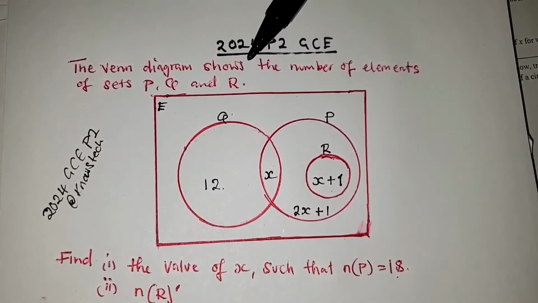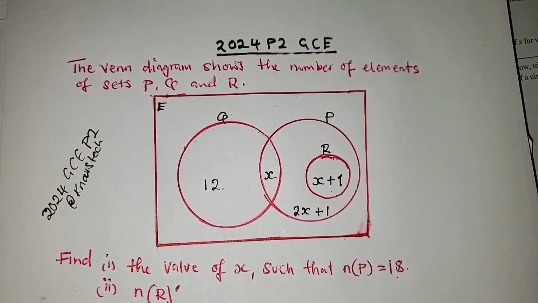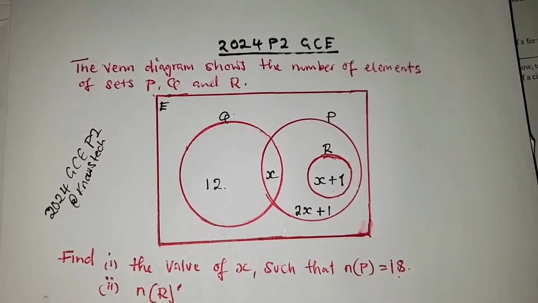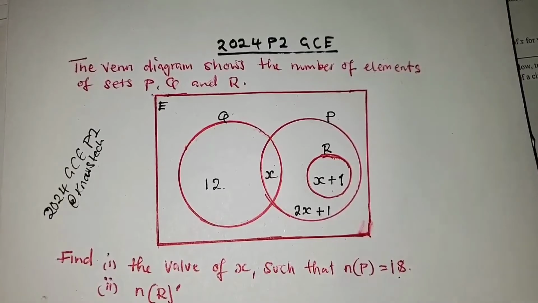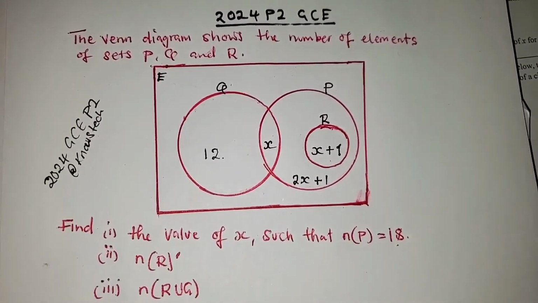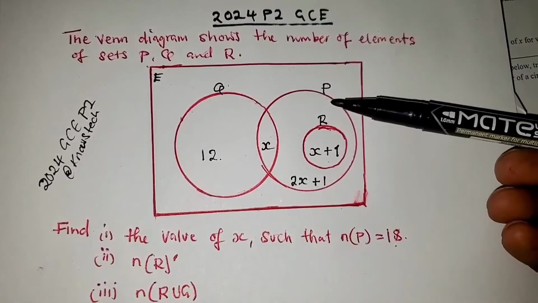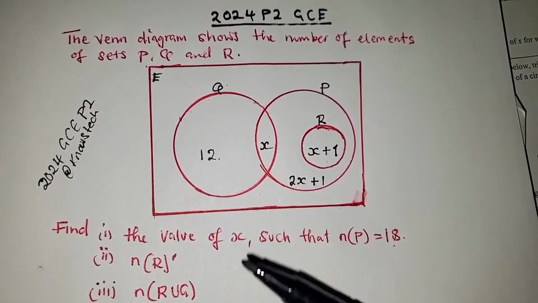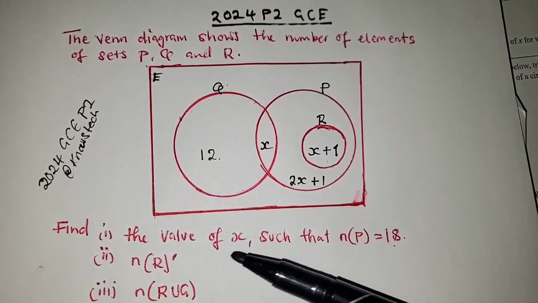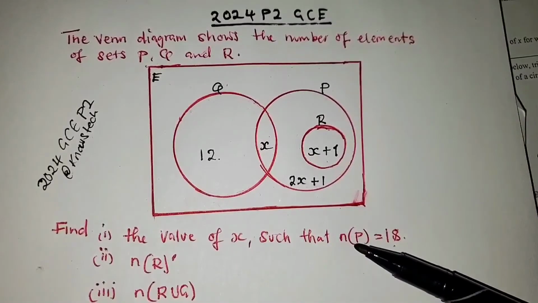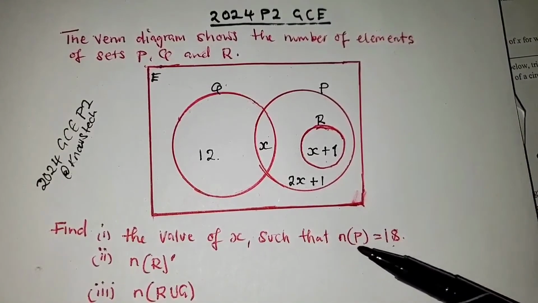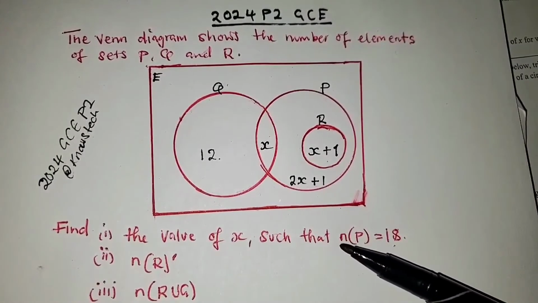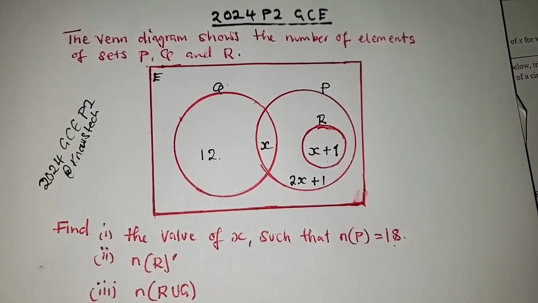So you have set P, Q, and R. You have P here, Q, and R at this side. Now listen, set R here is in set P. Let's first read the questions. Find the value of x such that the number of elements in set P is equal to 18. This n here means the number of elements, and this P is the set P. So the number of elements in set P is equal to 18.